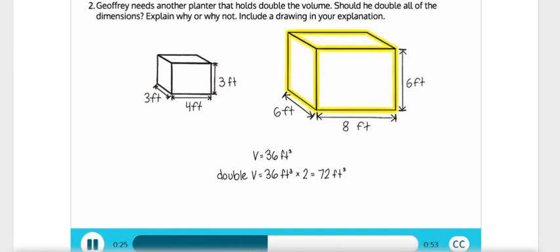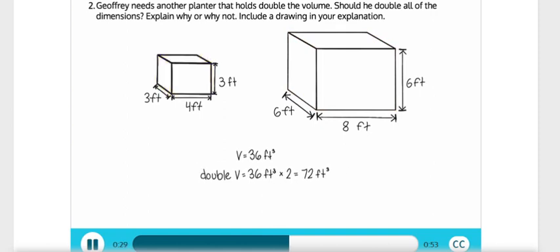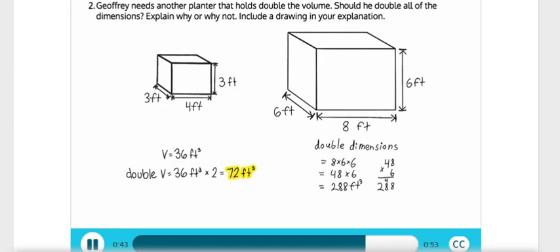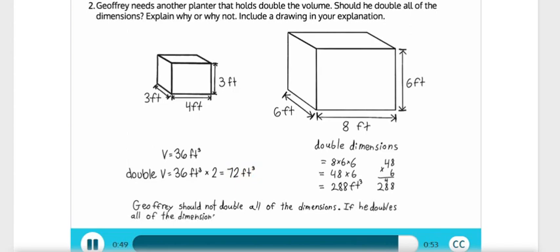I thought that this seemed to be more than double this volume, but I multiplied just to be sure. I solved 8 times 6 times 6 and got 288 cubic feet. That's way more than double the volume. So, Jeffrey should not double all of the dimensions, because if he doubles all of the dimensions, the new volume will be larger than he needs.